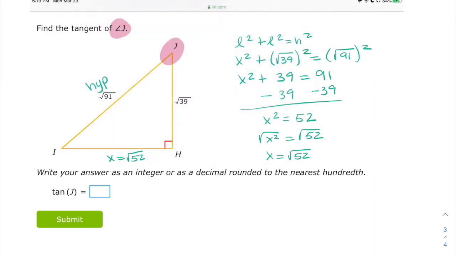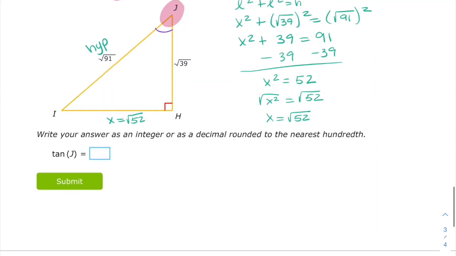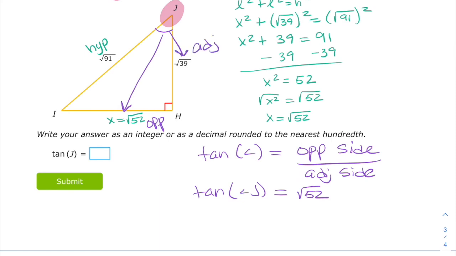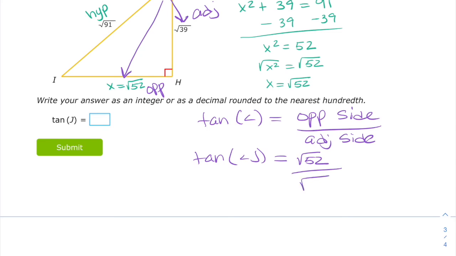Tangent of angle J is equal to the opposite over the adjacent. So tangent of my angle equals the opposite side over the adjacent side. So the tangent of my angle J equals the opposite side, square root of 52, over the adjacent side. Remember, two adjacent sides. One of them is the hypotenuse, so over the square root of 39.